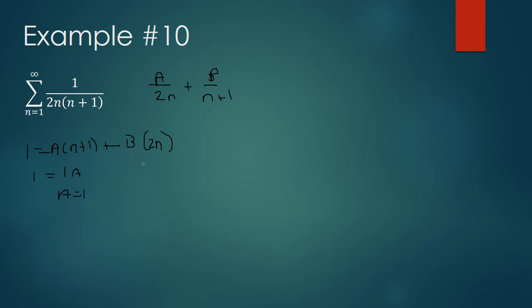And now I'm going to let n equal negative 1. So let's see, that'll cancel that out. So that's 1 equals negative 2B. So B is equal to negative 1/2. Okay, so now let's rewrite this. This is going to be the sum from 1 to infinity of 1 over 2n minus 1 over 2 times n plus 1.